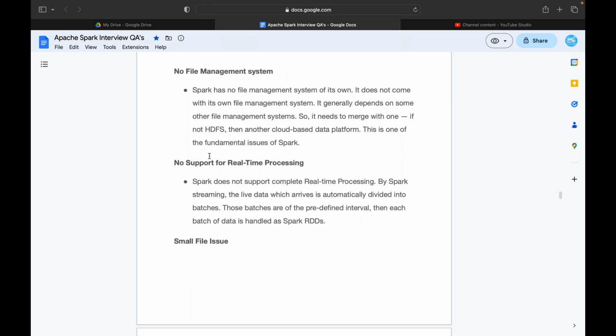The next one is no support for real-time processing. Actually, Spark does support real-time processing, but not completely. With Spark Streaming, the live data which arrives is automatically divided into batches. Those batches are of a predefined interval. Then each batch of data is handled as Spark RDDs. So there is no true real-time support for Spark Streaming.